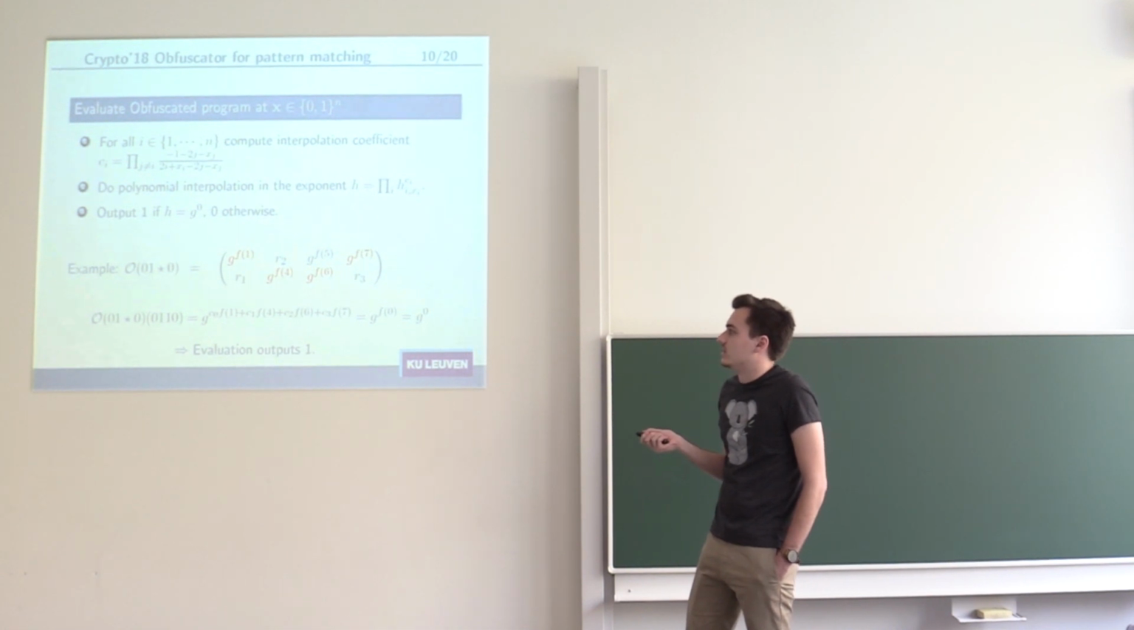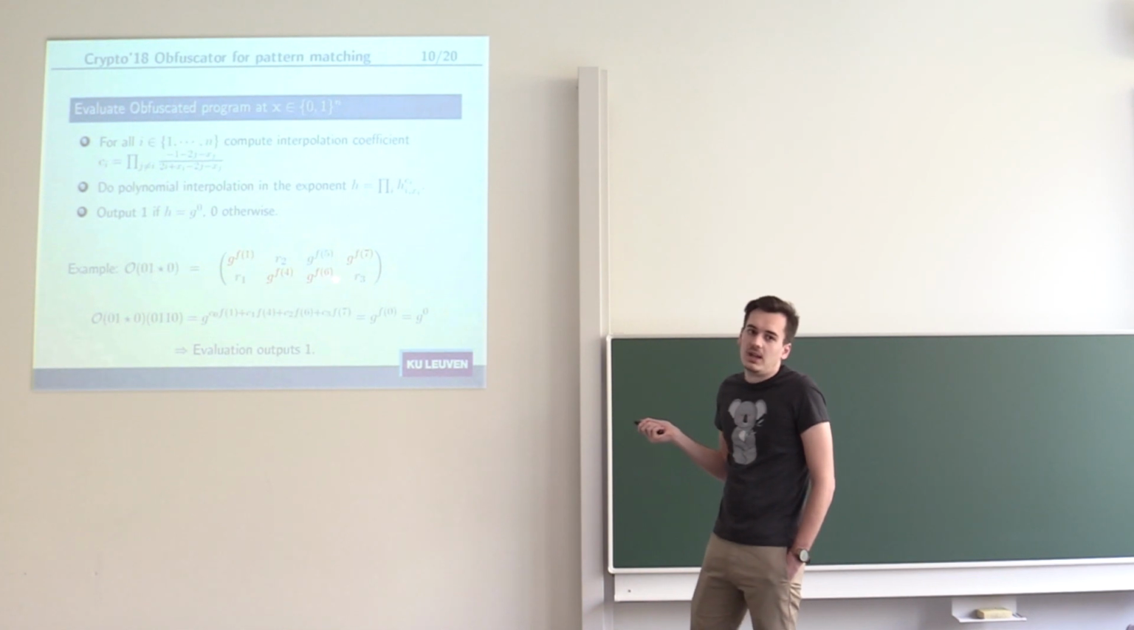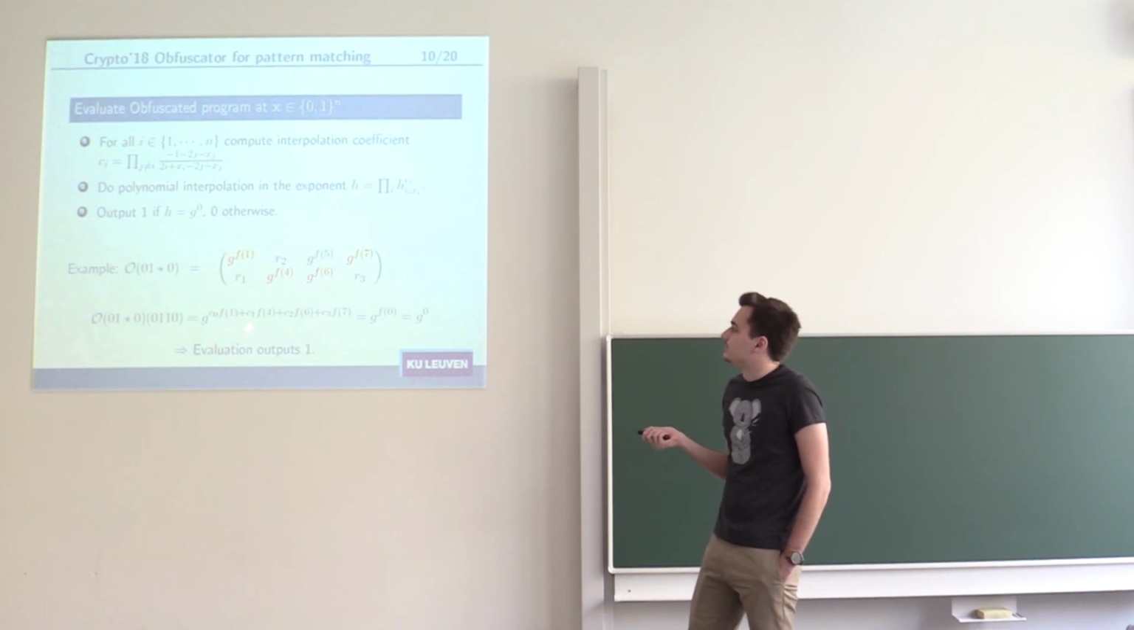And you can see if it does not match, then at some place you pick a random element. So this exponent will just be a uniformly random element in F_p.